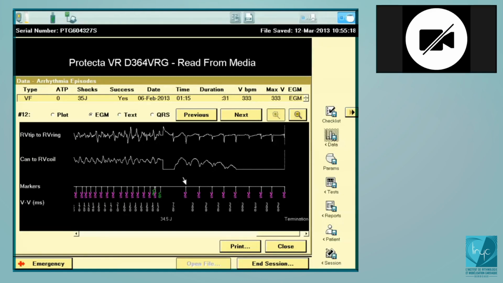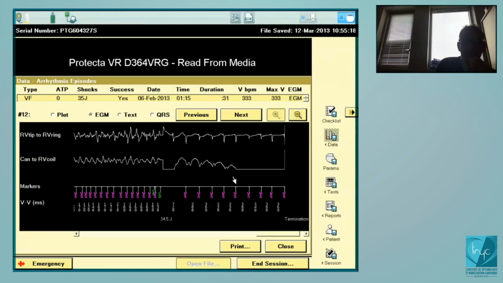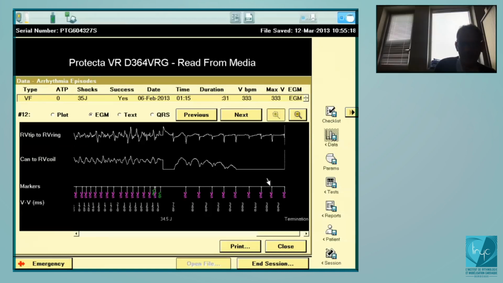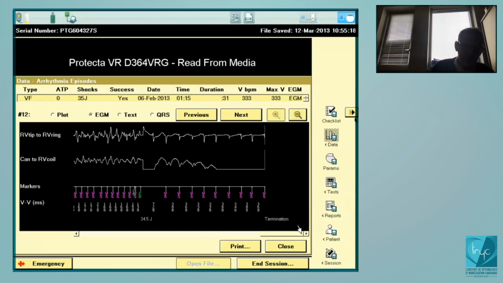And then we have at least 8 spontaneous cycles. Yes, these cycles are out of the zone, so they are in the VS zone. So these cycles are classified VS, and you see the marker termination because you have seen 8 consecutive cycles out of any tachycardia zone. Okay.